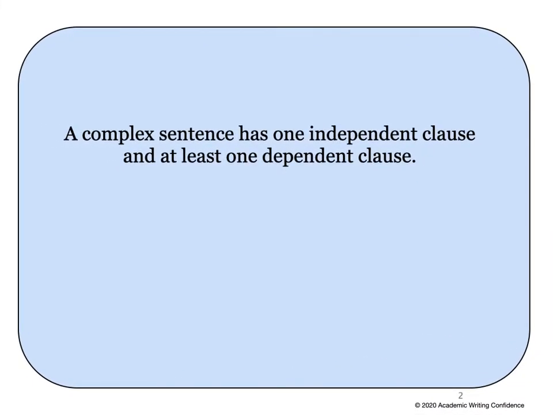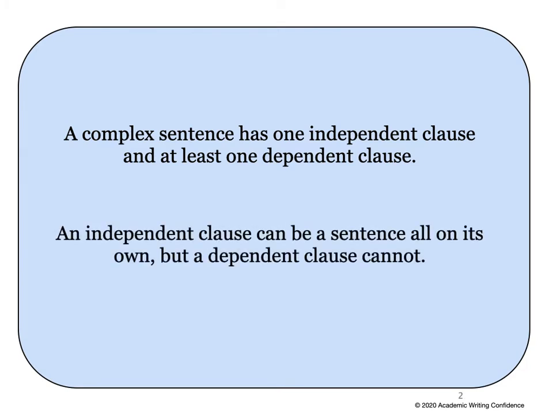A complex sentence has one independent clause and at least one dependent clause. An independent clause can be a sentence all on its own, but a dependent clause cannot. The dependent clause needs to be connected to a complete sentence, or what is also known as an independent clause.